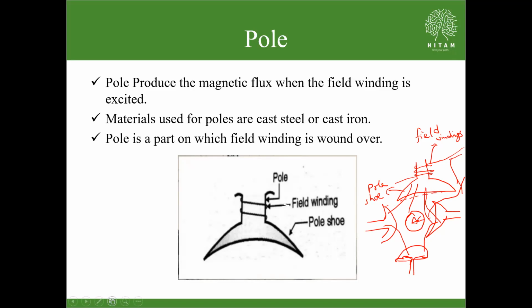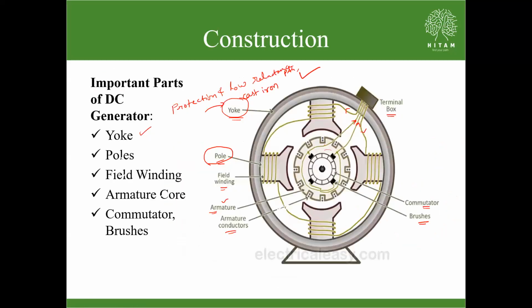Now see, the materials used for these poles are cast iron once again, or cast steel. The majority we can use as cast iron. What we are doing on these poles is that field windings are wound on the surface of a pole. So what is the material? Once again, it is cast iron or cast steel. And here we mount the field windings.